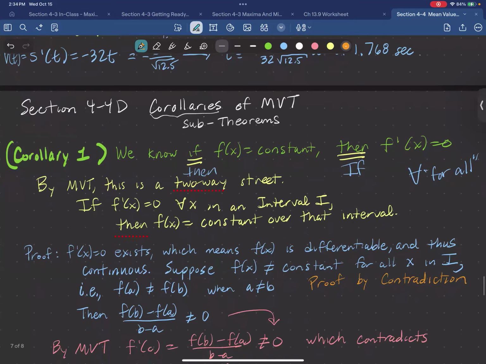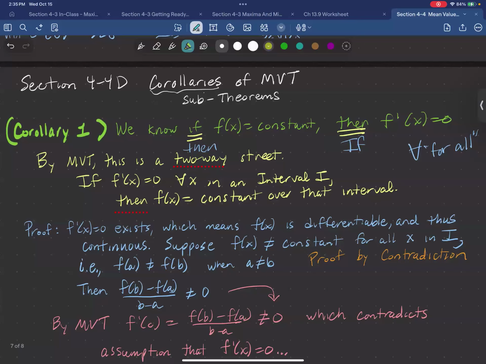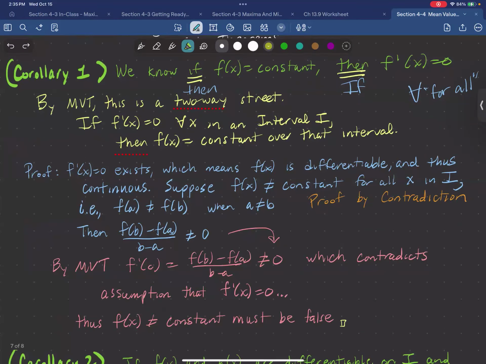But by the mean value theorem, f'(c) should equal 0, and we're saying it doesn't equal 0. I'm sorry, the mean value theorem is showing that the slope doesn't equal 0. This contradicts our assumption up here. Our assumption was f'(x) equals 0. But we just found an example where it did not have a slope of 0, which means that our supposed thing, f(x) does not equal a constant, must have been false. Okay?